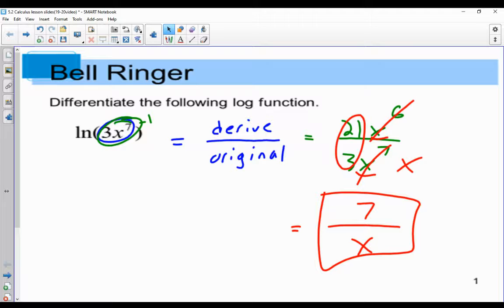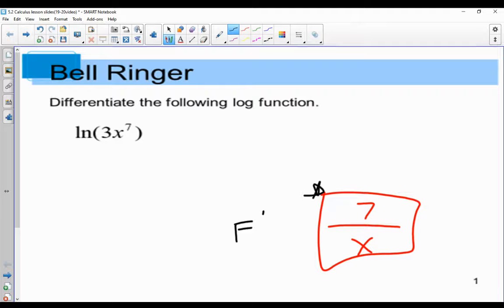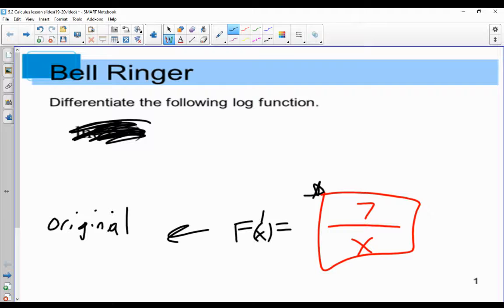Okay, that's what you learned last week. You learned how to derive natural logarithms. But now, here's the question I want to ask you. What if I give you the derivative and I want you to give me what the original was? Or in other words, if I gave you 7 over x, how would you find what the original function looked like? And that is what's going to be our objective today.